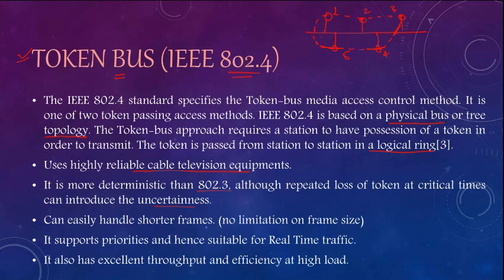It can easily handle shorter frames, so there is no limitation on the frame size. Once a station has the token, it can send whatever amount of data it wants. But in basic Ethernet, there was a fixed size for one frame. Here there is no size limit. If you have the token, send whatever amount of data you want, and after sending, release the token so that it can be accepted by some other station. So there is no limit on the frame size.